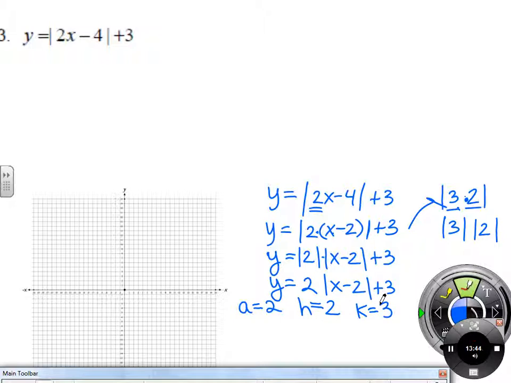So the parent function would start at 0, 0, but our function's not going to start at 0, 0 as the vertex. Why not? Why is our function not going to start at 0, 0?